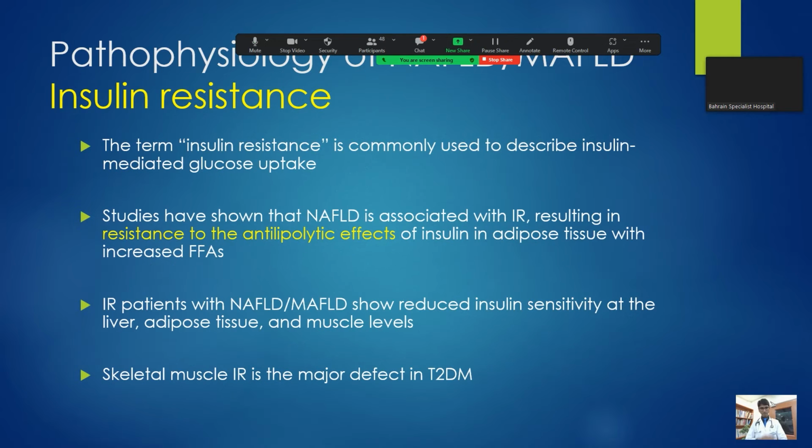And the fourth one is very common and shares the same pathophysiological mechanism between type 2 diabetes mellitus and MAFLD. It causes resistance to the anti-lipolytic effect of insulin. Ultimately, insulin cannot work as an anti-lipolytic agent, resulting in insulin resistance. And the most common reason for type 2 diabetes is also skeletal muscle insulin resistance. So they share the same mechanism.